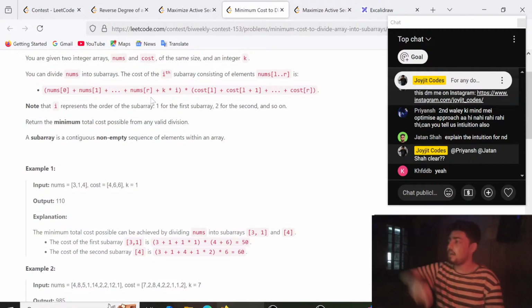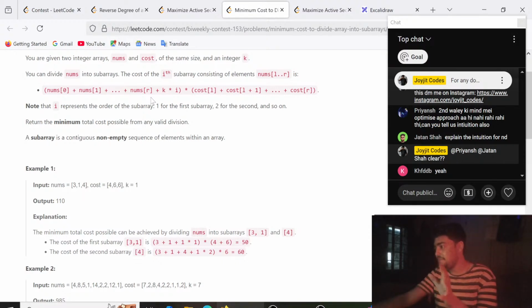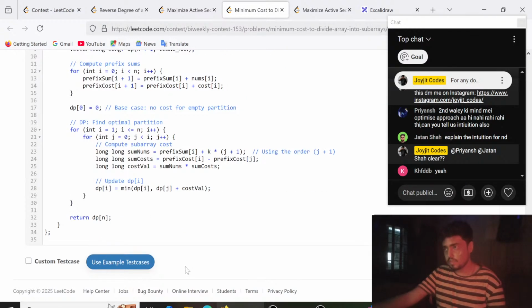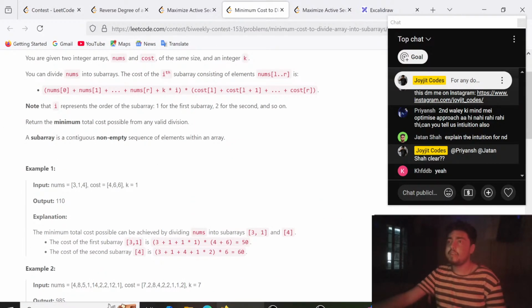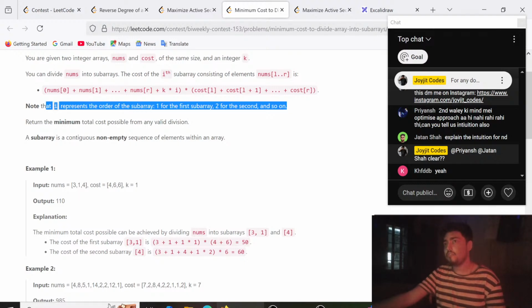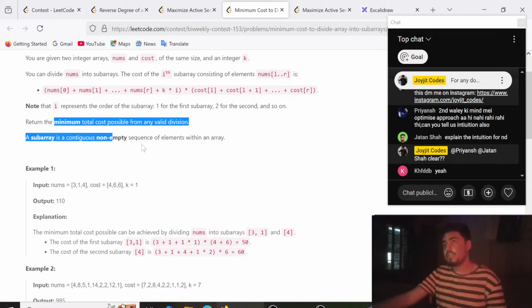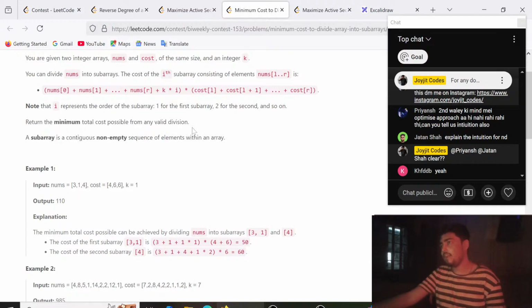Now that I see this, I find some way to solve this again. First of all, let's go to the discuss, because I won't be troubling you with the approach that I came up with. Note that I represent the order of subarray 1, 4, 7, so it's basically telling us that it's one based indexing. You have to return the minimum total cost possible for any valid division. So you have to find out what is the minimum total cost.